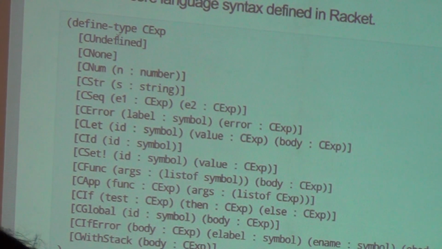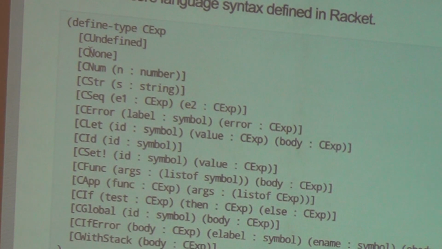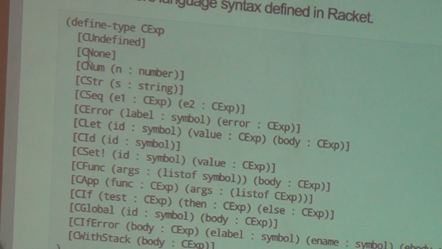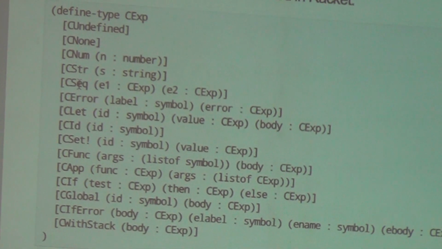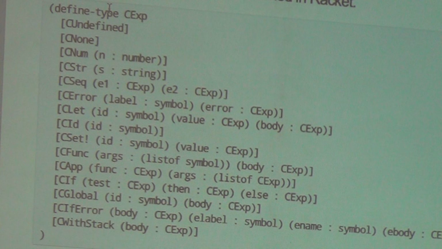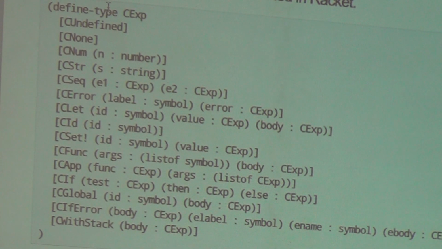So you have undefined, that says it's an undefined value. None translates to the None value in Python. Number and string. Sequence. CXP is an expression, so one expression can be any of these. That's how the core language is defined.